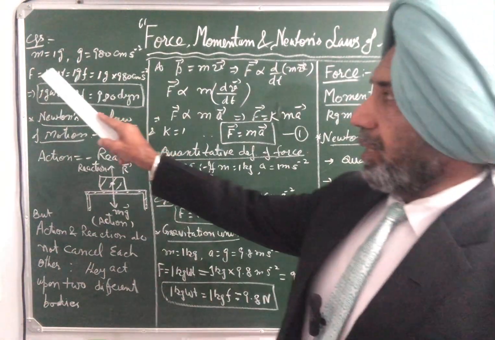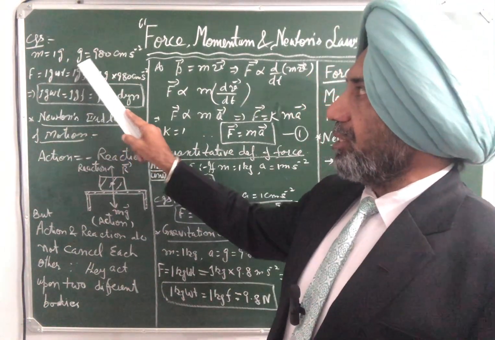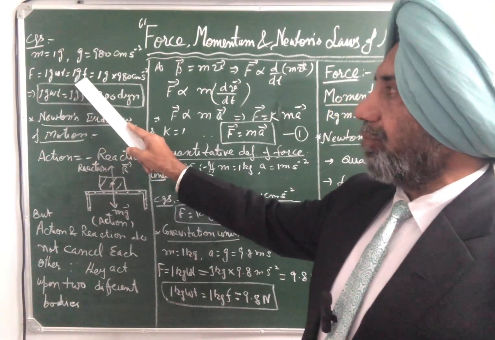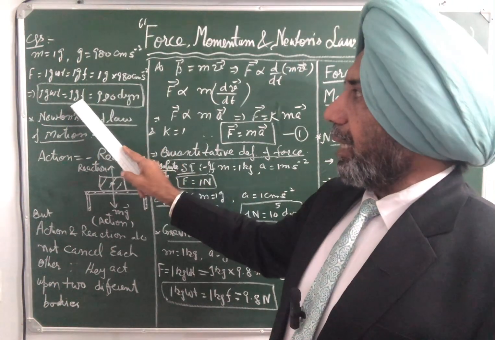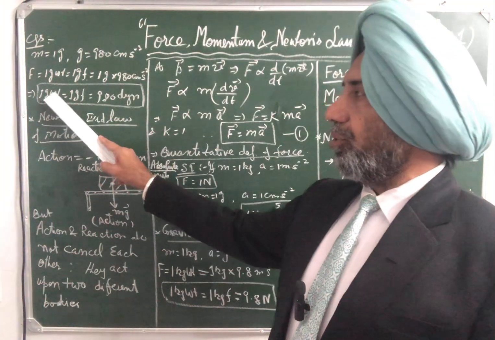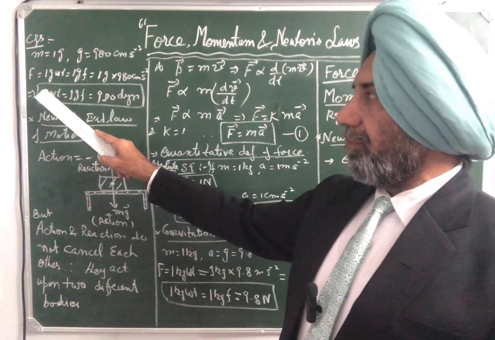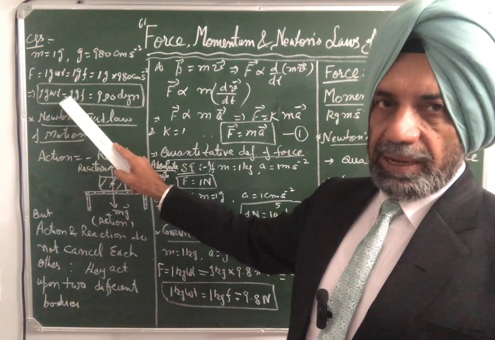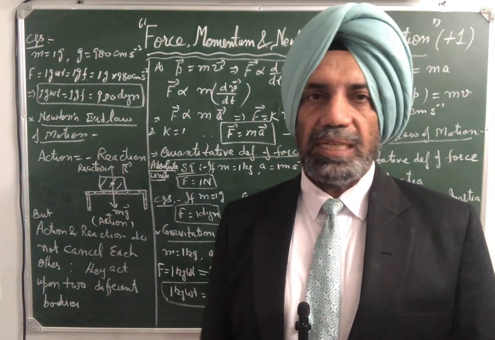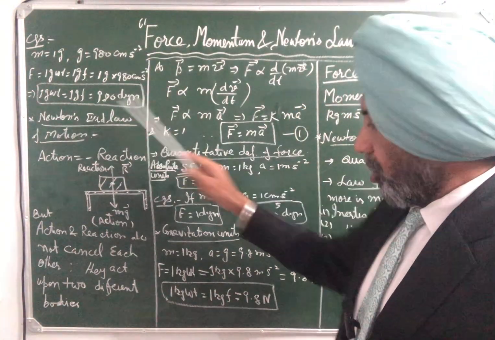Similarly, in the CGS system, m is equal to 1 gram, g is equal to 980 centimeter per second square, then F will be equal to 1 gram weight or 1 gram force, or it will be 980 dyne. So 1 gram weight or 1 gram force in CGS system is equal to 980 dynes. These are the units of force.